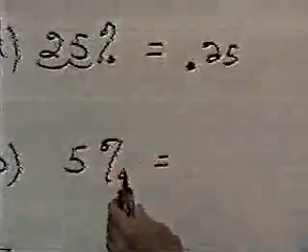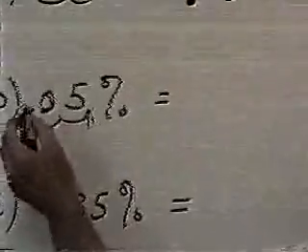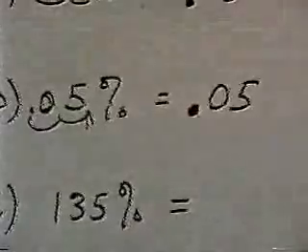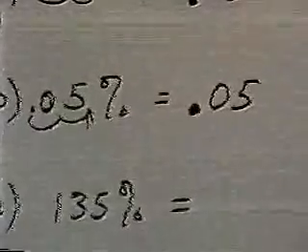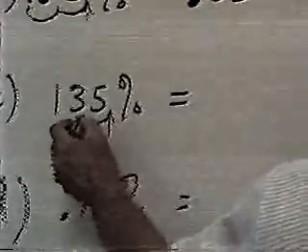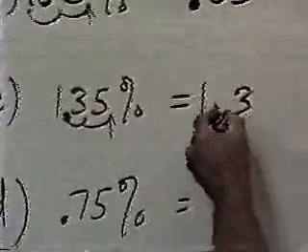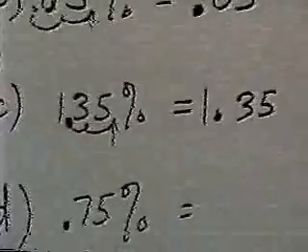All right, so looking at the B part, 5%, here's where the decimal is. If I move that 2 places, I have to put a 0 in front of it, then the decimal. So that's 0.05. The C part, 135%, here's where the decimal is to start with. If I move it 2 places, then the answer is 1.35.